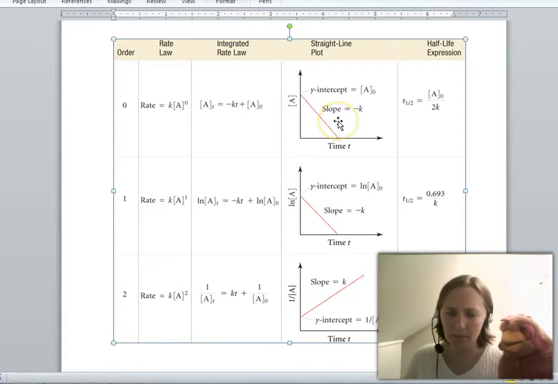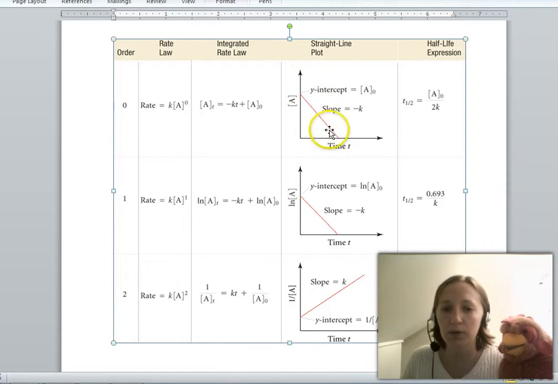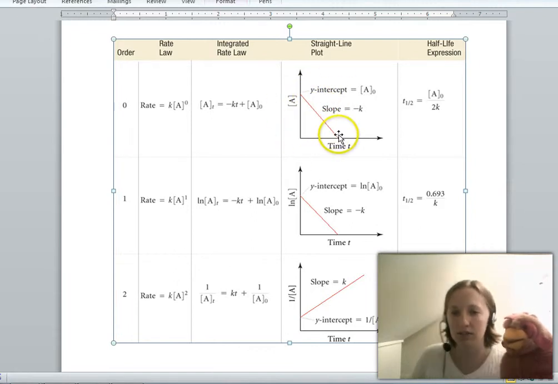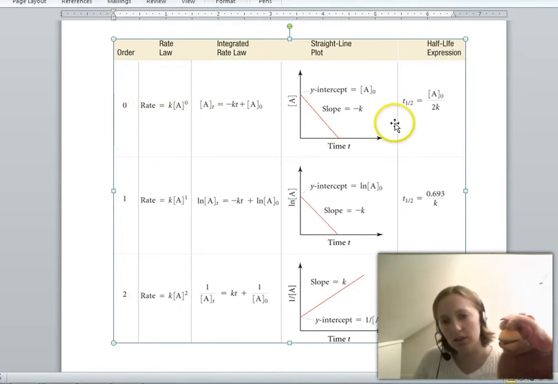And also your y-intercept, mx plus b, is your A sub 0. So if you had this graph, you could figure out what your concentration was at time 0, and at time t, you can figure out what the concentration is. So these all go together.